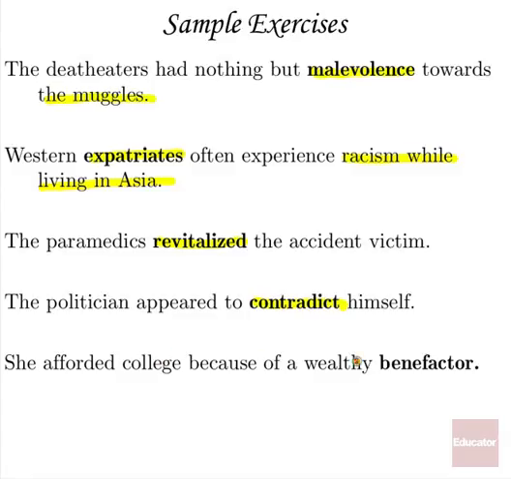She afforded college because of a wealthy benefactor. What did F-A-C-T mean? What is fact? What does factus mean? Bene, bon. What did that mean?